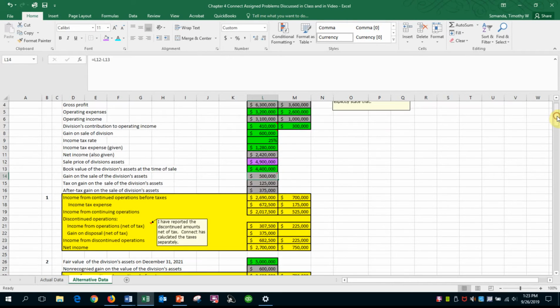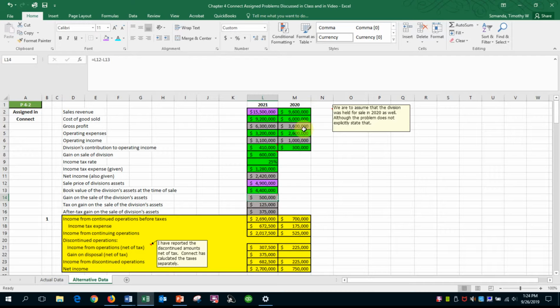All right, so again, there are two components we need to consider for discontinued operations. One is the income produced by that division while we're spinning it off or getting rid of it. And then the second component is the gain or loss on this actual sale of the division, which will occur in the year that we finally close out and completely spin off or get rid of the division. All right, so those are the two components.